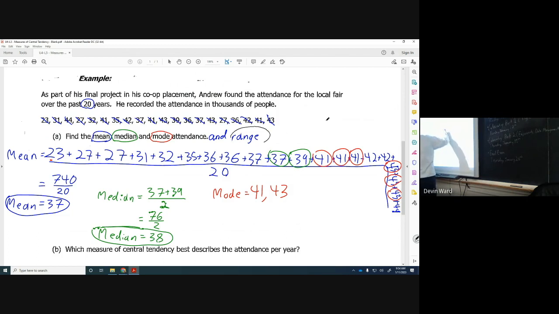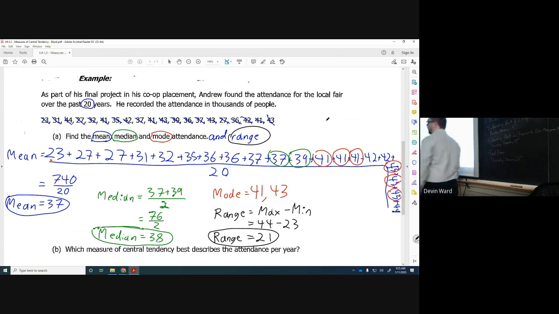Okay, last one is range. So for the range, we take the highest number and subtract the lowest number from it. So our range is our maximum, 44, minus the minimum, 23. What was that? 21. Perfect. So our range is 21.